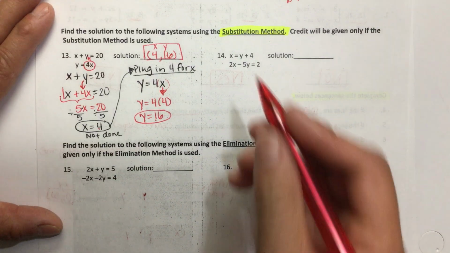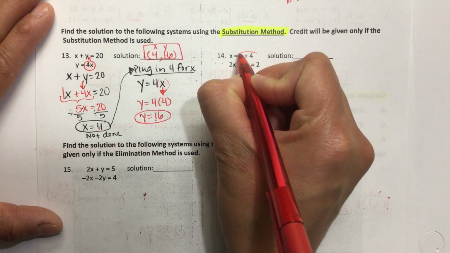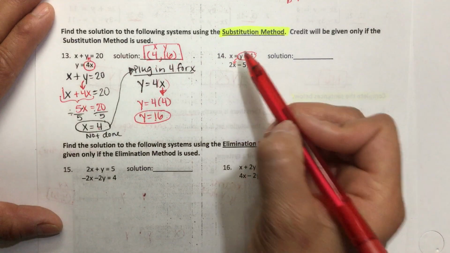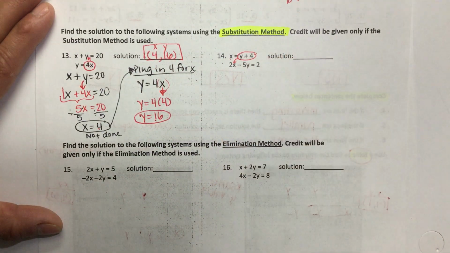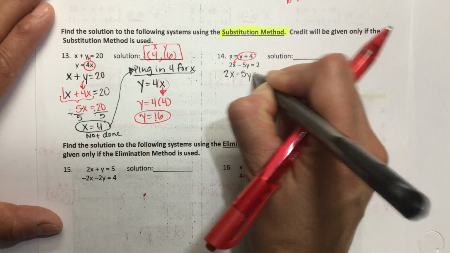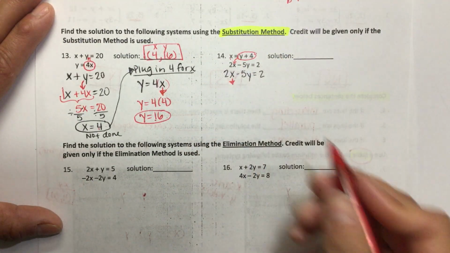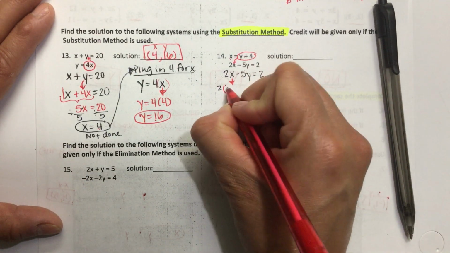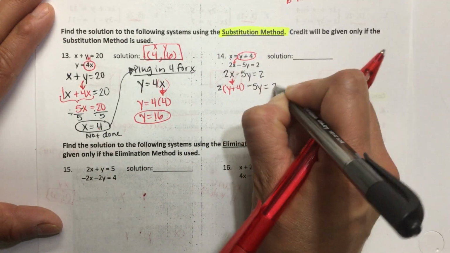Number 14, we're going to substitute x equals y plus 4 in for x. So that means it's going to go behind the 2. So if it's x equals, all of this will go where x is. So we're going to go ahead and write the original equation. 2x minus 5y equals 2. And we're going to substitute in y plus 4 for x. So 2, and the only way we can substitute that in is using parentheses. Y plus 4, close your parentheses, minus 5y equals 2.